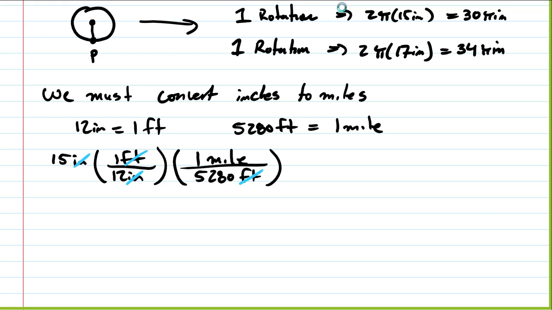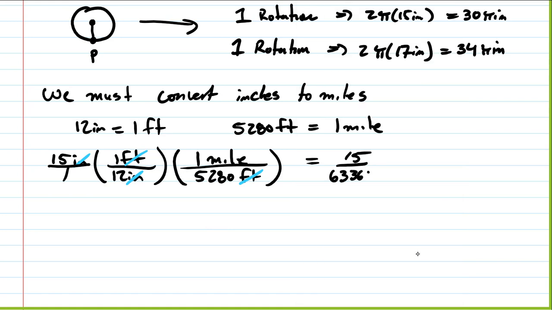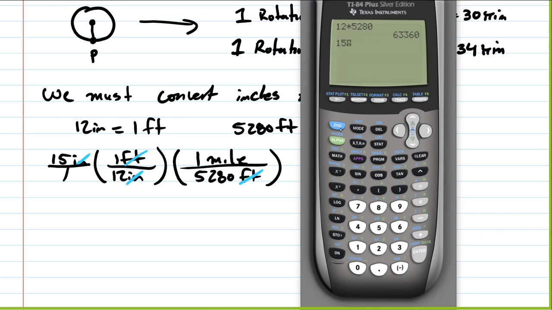So then we would multiply across the top. 15 times 1 times 1 gives me 15, and I can make that a fraction over 1 if I need to. Then 1 times 12 times 5,280. Let's try that again. 12 times 5,280 gives me 63,360. And then we can reduce that. So 15 divided by that answer, and we want a fraction, gives us 1 over 4,224.